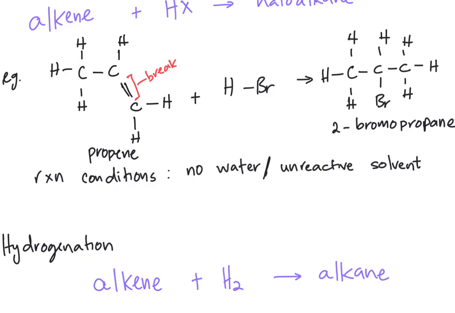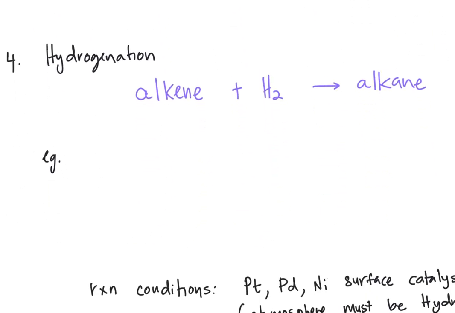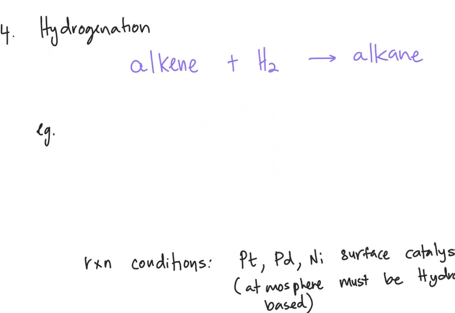Then the fourth one you have is hydrogenation. And in hydrogenation, you start off again with an alkene. You add a hydrogen molecule to it. So just remember that this is a diatomic. Always the diatomic stay diatomic, and you're going to get an alkane out of it.